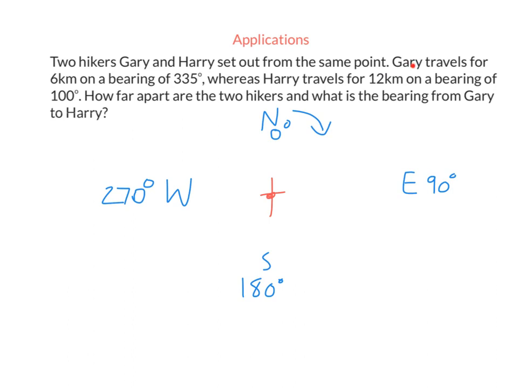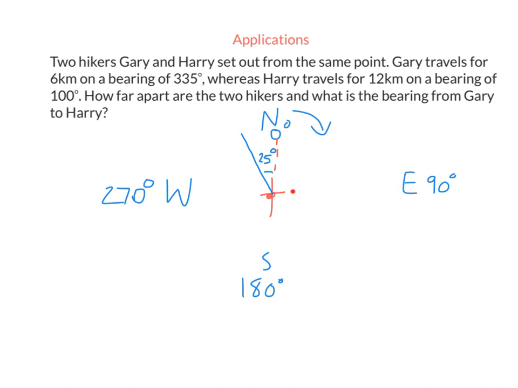So if Gary went for 6 kilometers on a bearing of 335, he went up here, northwest. This angle here would be 25 degrees because, of course, 335 plus 25 gives you 360. So he's gone in that direction. Harry's gone for 12 kilometers on a bearing of 100.